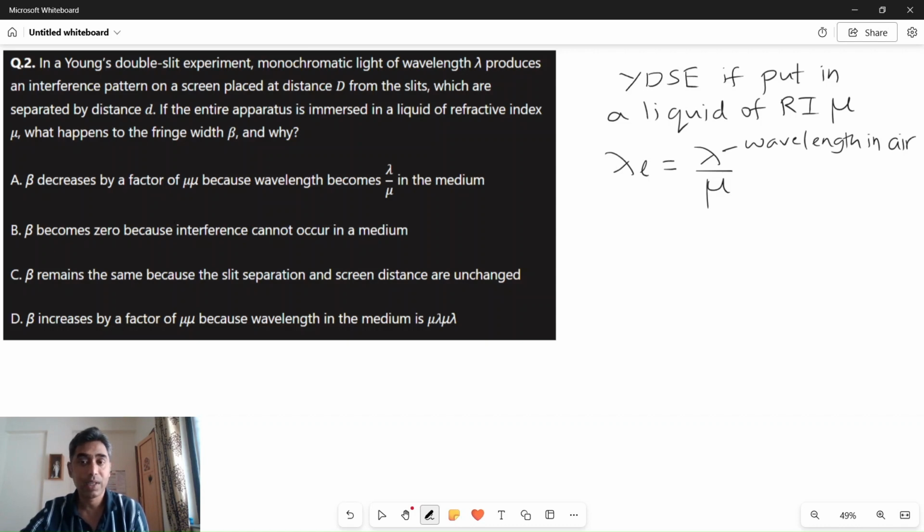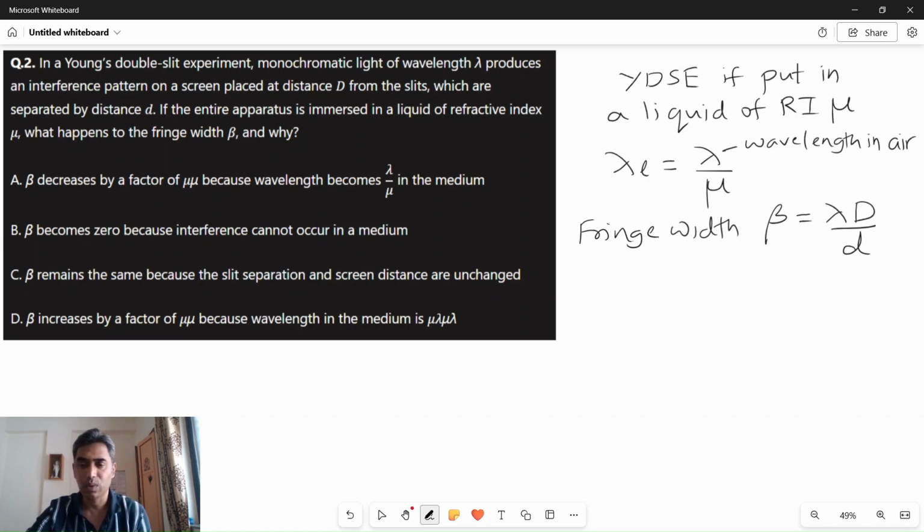Okay, so if wavelength decreases, what will happen to the fringe width? See, we know fringe width formula is beta is equal to lambda capital D by small d. Correct? Here capital D is not changing, small d is also not changing. Only lambda is changing. Okay, so beta, fringe width when it is put in water, will be equal to lambda L, capital D by small d. Now just put this value here, lambda L substituted. So what you get? Lambda D upon mu d.